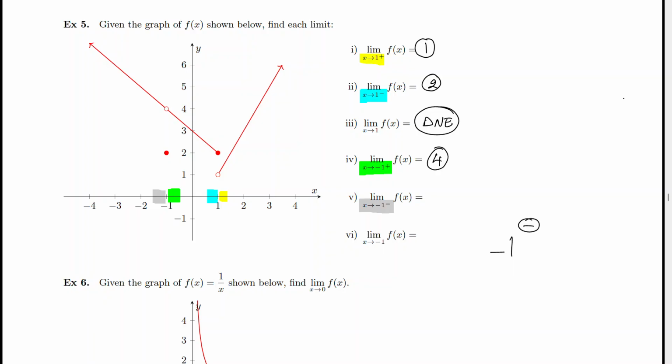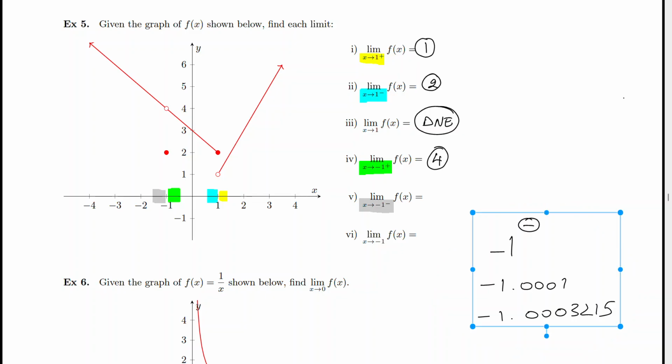So think like -1.0001, -1.00032115, whatever, random numbers like that. And so if I pick any of these numbers, what's the y-coordinate going to be? Pick one of them and look over, pick one of them, look over, pick one of them, look over. Seems like we're always close to 4 again. So again, I'm going to say that the limit is equal to 4.